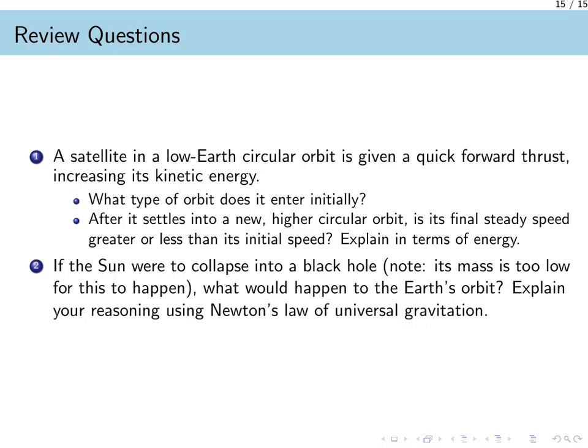Now, what if the Sun collapsed into a black hole of the same mass? The key here is Newton's law of universal gravitation. The gravitational force depends only on the masses of the two objects and the distance between them. Since the Sun's mass and the Earth's distance from it would not change, the force on the Earth would be completely unchanged. As a result, the Earth would continue in its orbit exactly as before, demonstrating that gravity depends on mass, not on the density or size of the object.